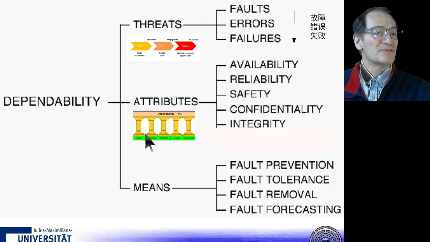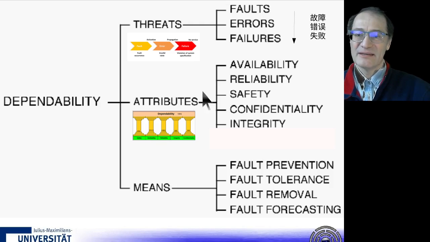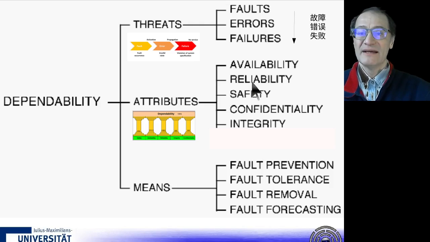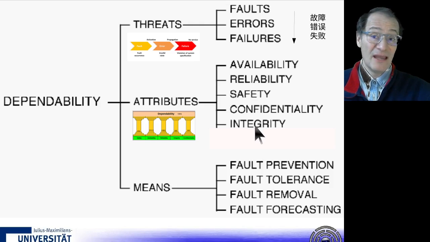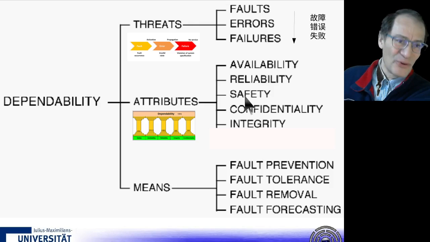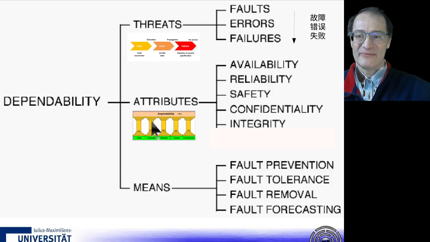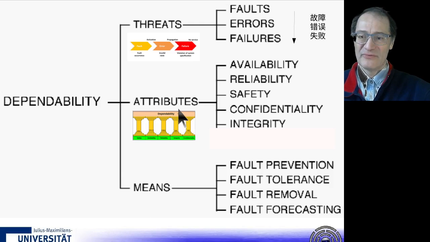Now the attributes of dependability. This is something we saw in the video before. The attributes are availability, reliability, safety, confidentiality, and integrity. And I hope you remember the definition of these things. If not, go to the previous slide and see the 5 columns of dependability. Okay, and the means, how can we provide dependability?